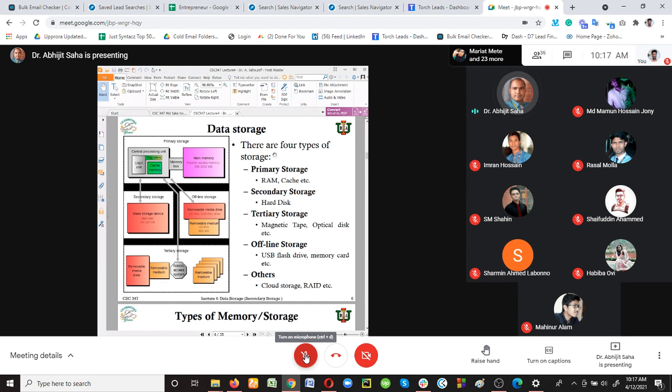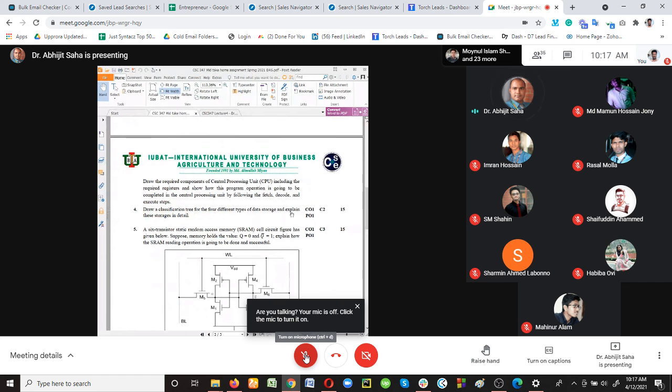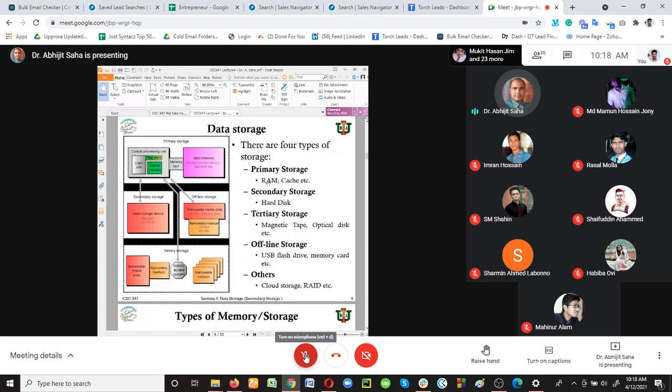There are 4 types of storage. These are the data storage we are using in our computer system. So you have to draw these figures and explain this storage in detail. That means you should talk about what is primary storage and what is secondary storage, tertiary storage, offline storage, and other storage. You need to have a bit of detail on all of the different 4 storages we are talking about.